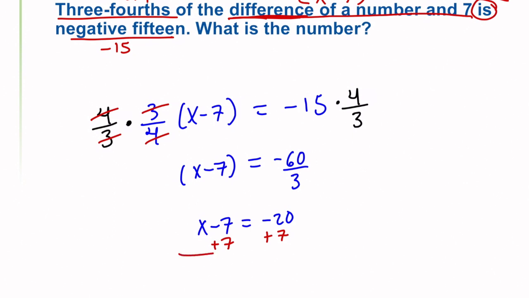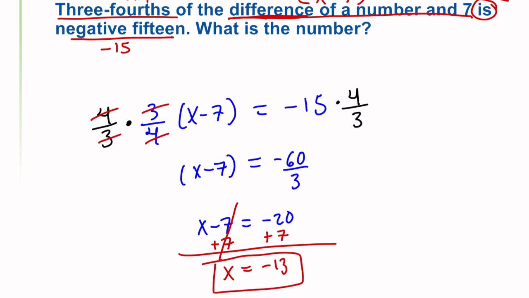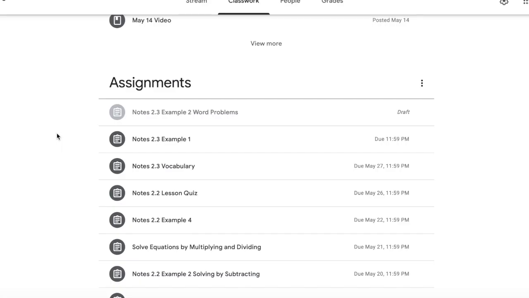And then the opposite of subtracting 7 is to add 7. So I'm going to add 7 to both sides. The 7's cancel because you get 0, bring down the x. And then -20 plus 7 will give me negative 13. So that means that the original number was negative 13. So x equals negative 13. And that's all you have to do for this problem.